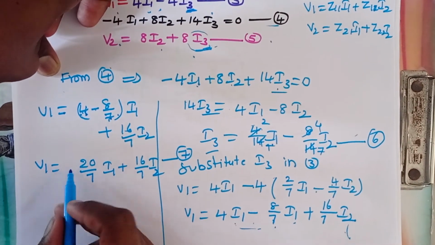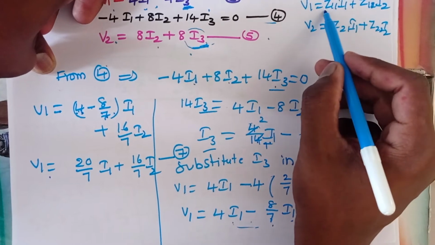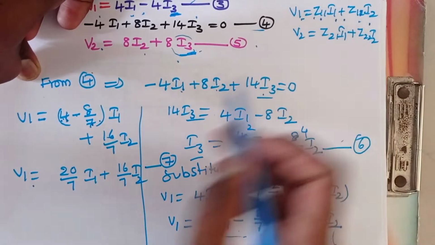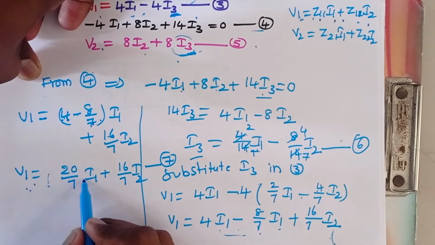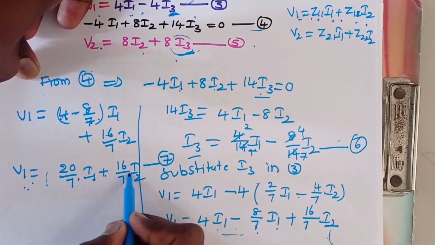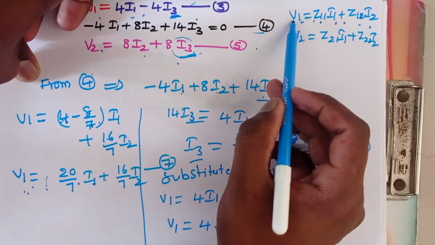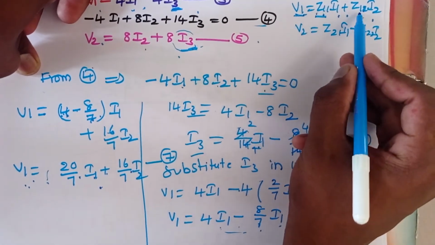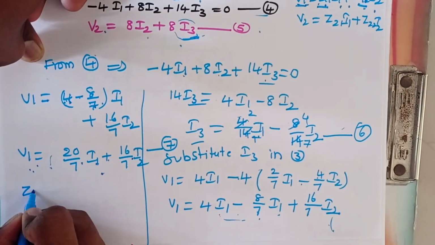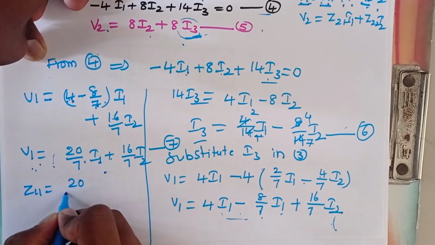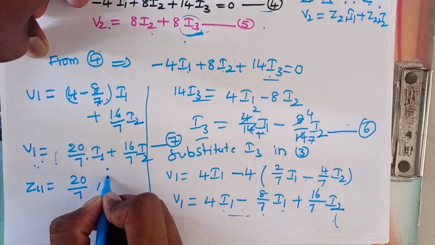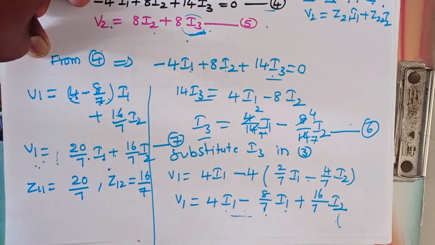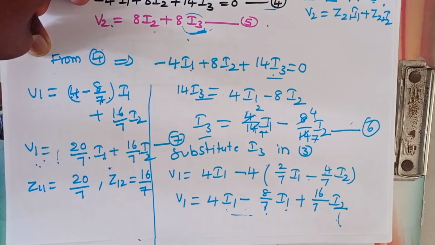Now compare this equation to this equation. Here V1 equal to Z11 I1 plus Z12 I2. Here also the same form, V1 equal to Z11 I1 plus Z12 I2. When we compare this equation to this equation, then we will get Z11 and Z12. That is Z11 equal to 20 by 7 and Z12 equal to 16 by 7. Two parameters we get.